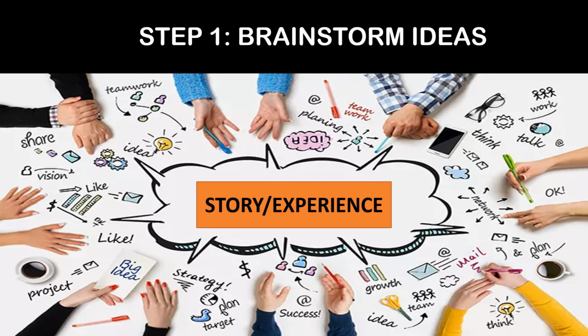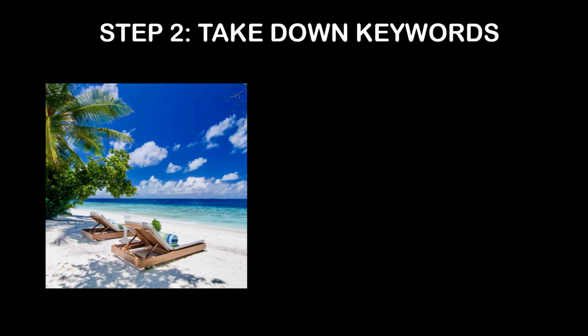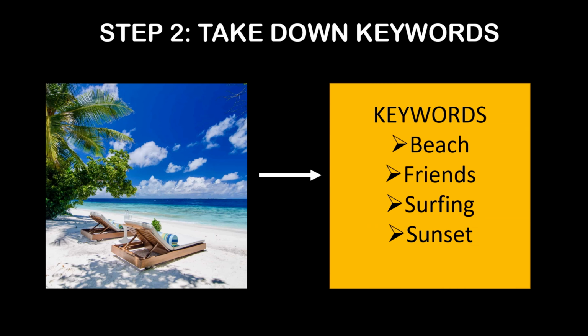Step 2. Take down keywords. These should be 1 or 2 words that remind you of each part of the story. For example, with the memorable holiday topic, let's say you're thinking of a trip to the beach with friends. You might write down keywords like beach, friends, surfing, and sunset. These words will help you stay organized and make sure you cover each part of the prompt when you're speaking.